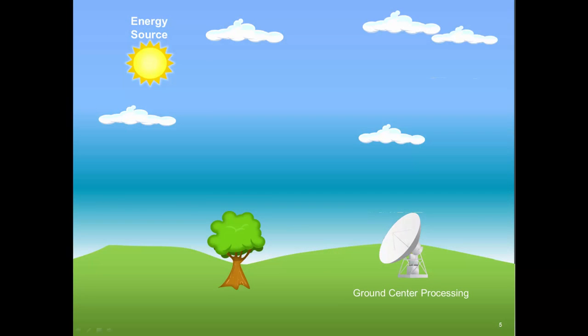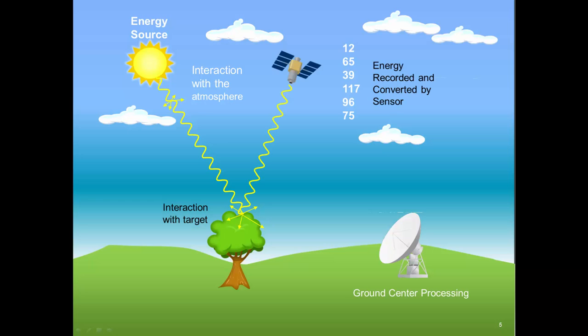Images are the result of energy, in most cases light from the sun, reflecting off of objects on the Earth's surface. The sun shines energy in the form of waves to the Earth. When the energy reaches the Earth's atmosphere, some of that energy is absorbed, some is scattered, and some continues to the surface of the Earth where it interacts with an object or target. When interacting with the target, again, some of the energy is absorbed, some scattered, and some is reflected back up into the atmosphere. Our sensor flying overhead measures the amount of reflected light.